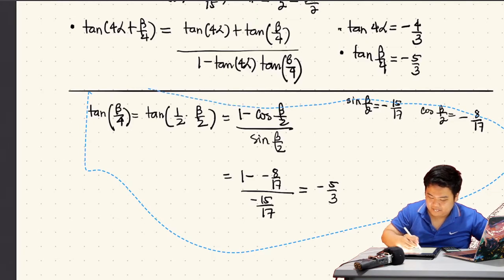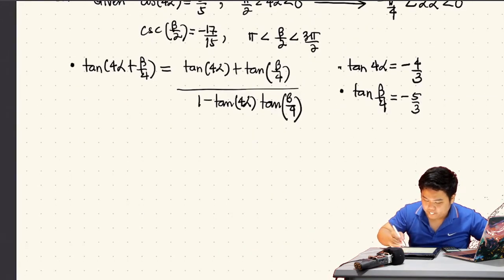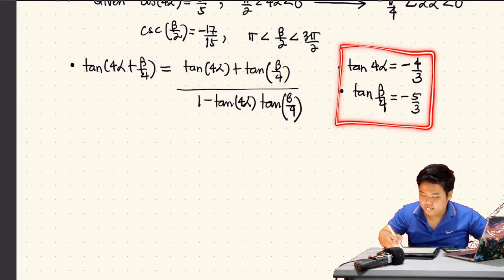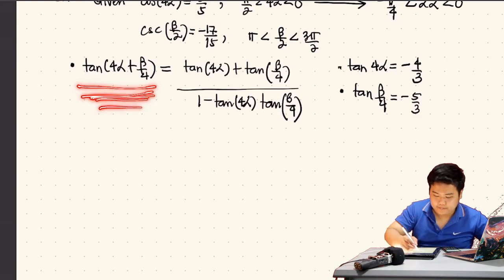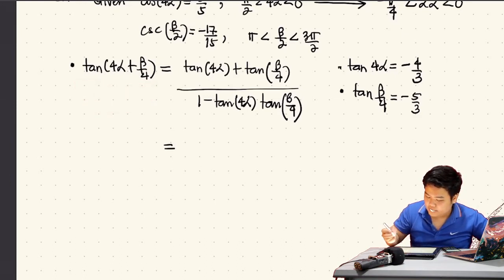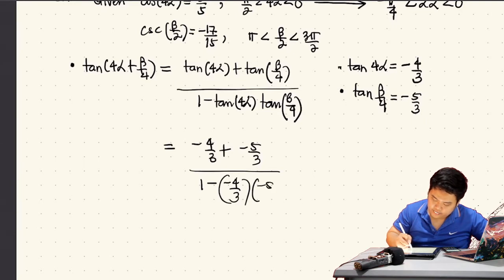Hindi pa tayo tapos. So, ang na-compute pa lang natin ay this one and this one. So, ipa-plug in pa natin tong dalawang to dito to get this one. Yung tanong mismo. Okay, kasi ito yung tinatanong, what's the value of this? So, plug in lang, tangent for alpha, negative 4/3 plus this 1 minus, anong product ni negative 4/3 and negative 5/3.